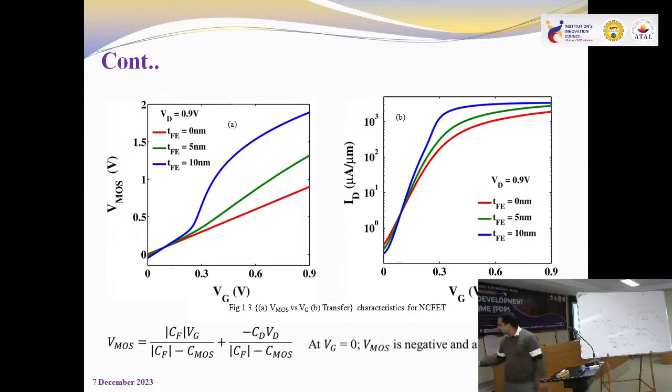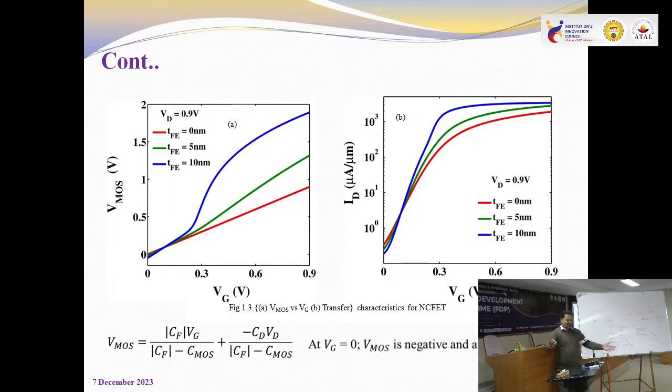Now the next part. If you see the off current at VG equals to 0, the off current is lower as compared to the case of MOSFET. Why it is happening was just explained. This VMOS is going negative, so at VG equals to 0, VMOS is negative, and obviously the off current has to come down. I have increased my on current and decreased the off current. This is of great advantage to me.